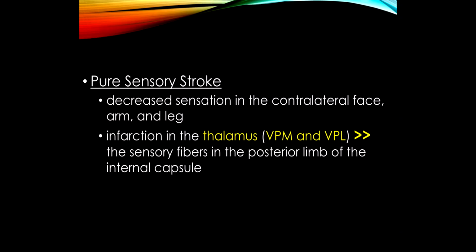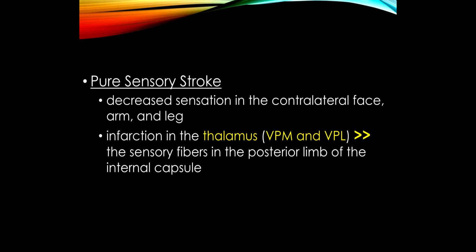A pure sensory stroke is now posterior circulation, and the infarction is usually in the thalamus. And so from involvement of the VPL, that gives you the opposite arm and leg has a loss of sensation. VPM is for the face. And so patients that come in with pure acute sensory loss on one side of the body, then almost certainly they have had a thalamic stroke.